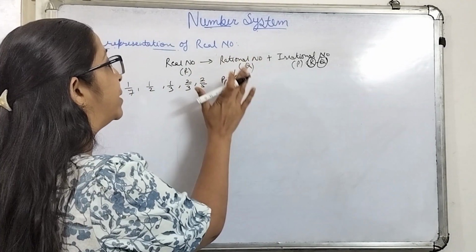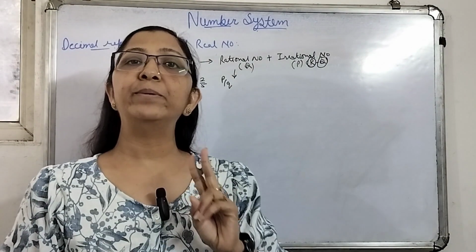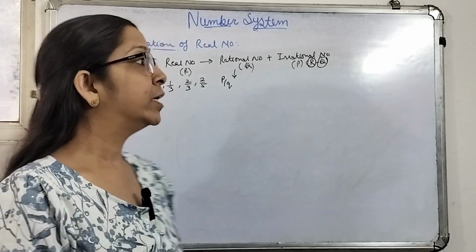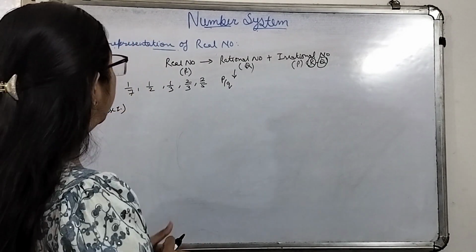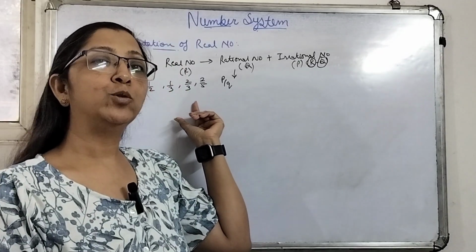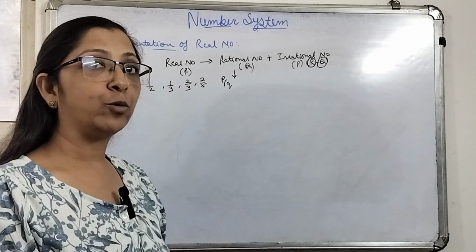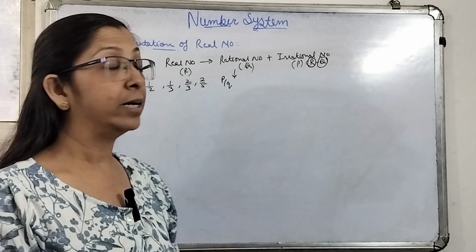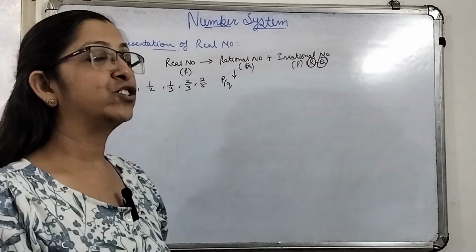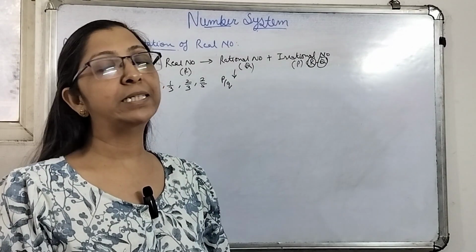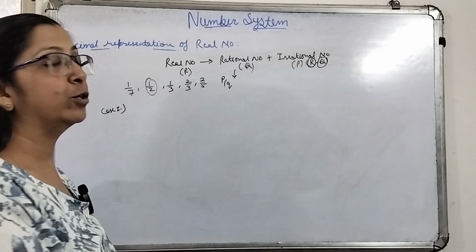Whenever we represent any rational number in terms of decimals, two types of cases will be there. The first case is when your remainder comes to 0. That means after certain steps of division, your remainder will become 0 and your division will be terminating. In such cases, these representations are known as terminating decimal representation. Suppose I take the example of 1 upon 2 over here.